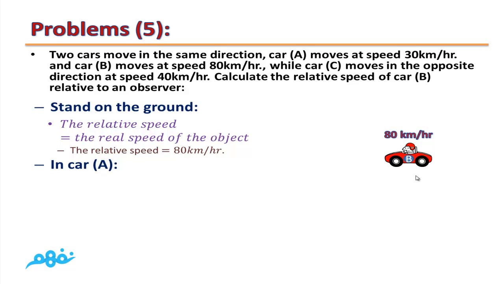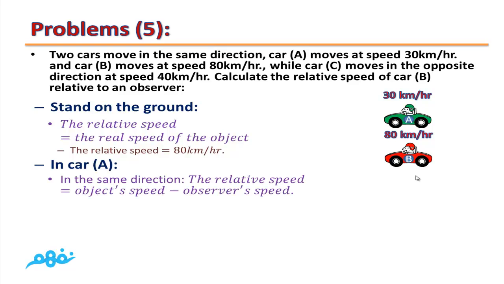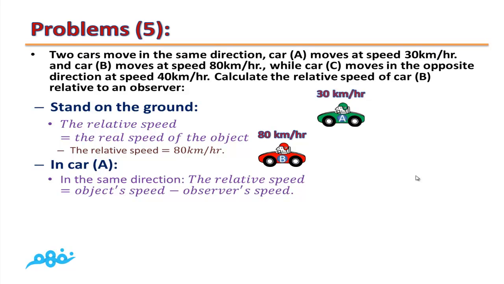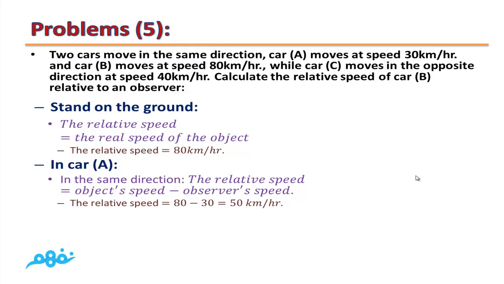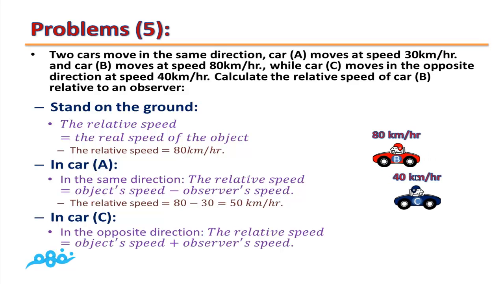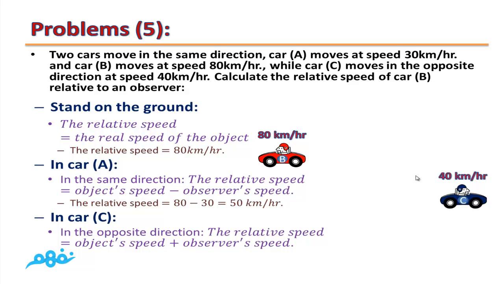But if the observer is in car A, he said that car A is moving with a speed of 30 kilometers per hour, and they are moving in the same direction, so the relative speed is equal to the difference between their speeds. As we can see from this motion, the relative speed equals 80 minus 30 equals 50 kilometers per hour. The final case, if the observer is in car C. Car C is moving with a speed of 40 kilometers per hour in the opposite direction of car B, so the relative speed equals the sum of their speeds. The relative speed equals 80 plus 40 equals 120 km per hour.